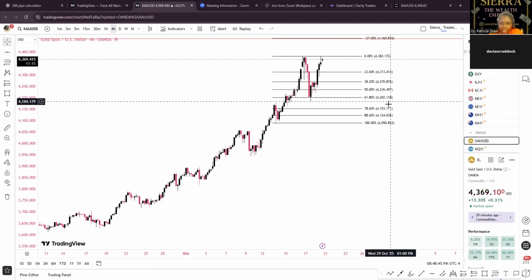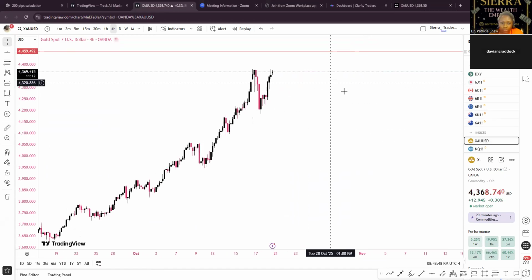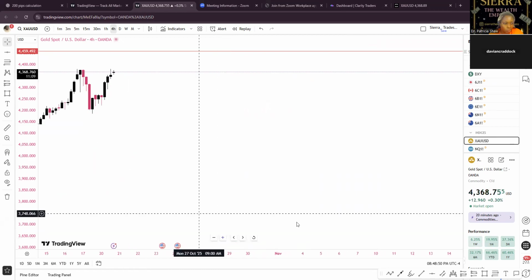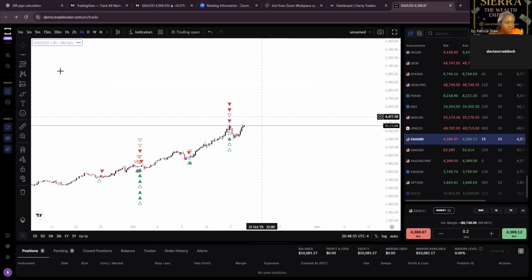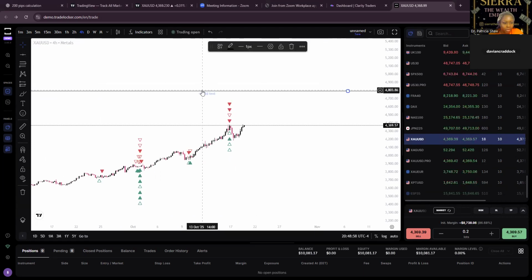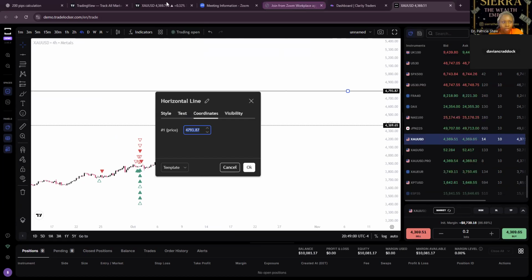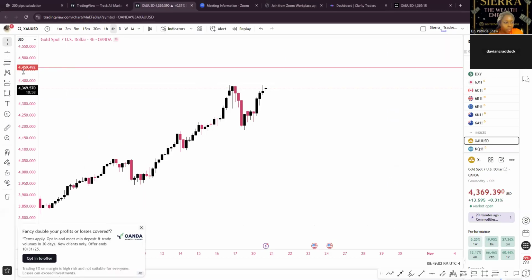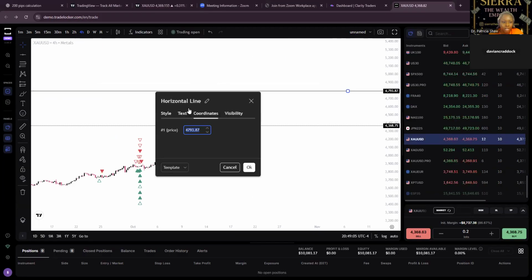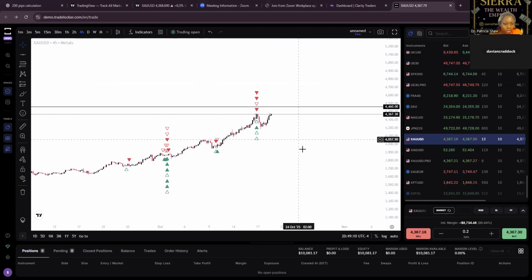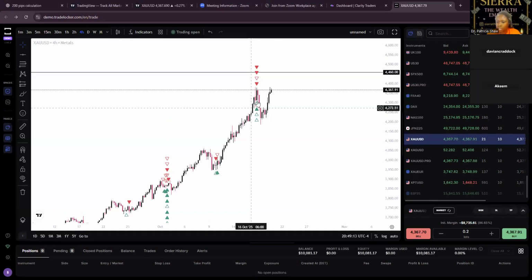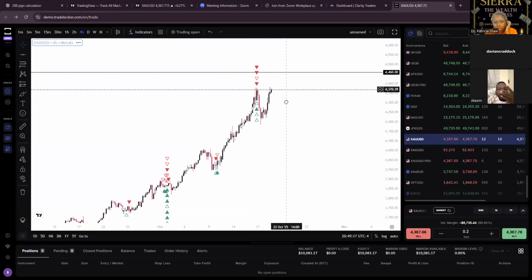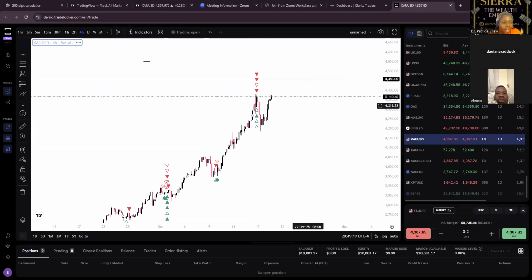All right, we got 11 minutes left for this 4 hour candle. I marked up the fib area here from TradingView for 4460 as the next TP, from this impulse correction continuation. And I just marked this area here.